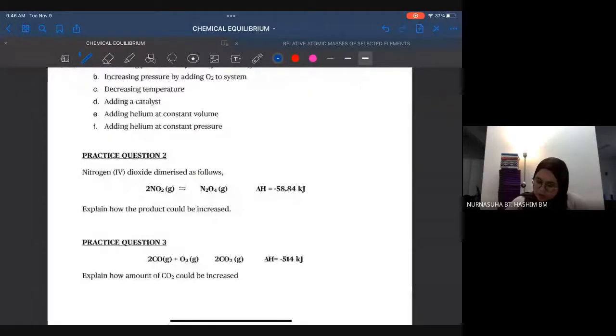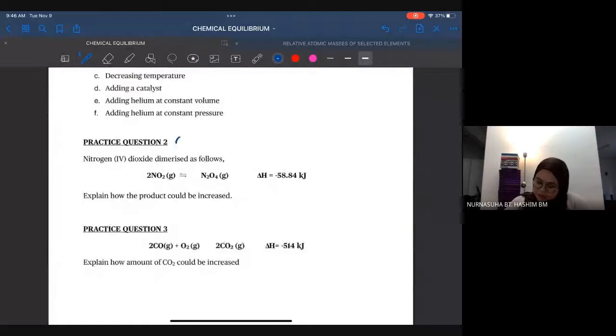Okay, now practice 2 and 3. This is as your homework. Okay, banyak homework kali ni.